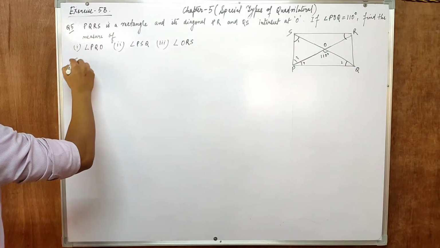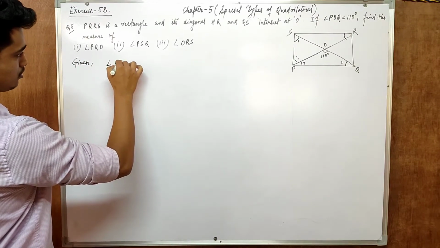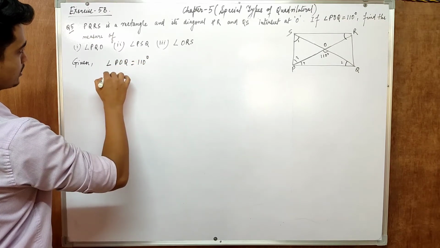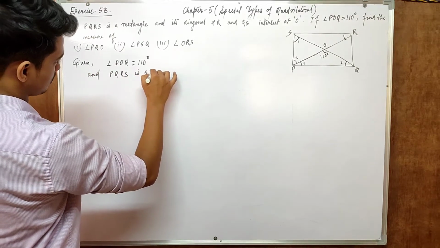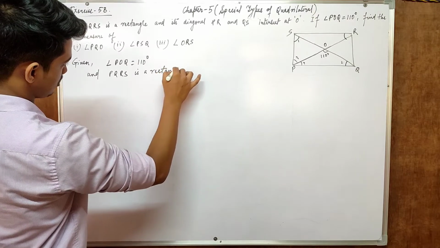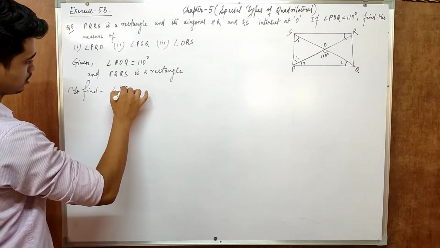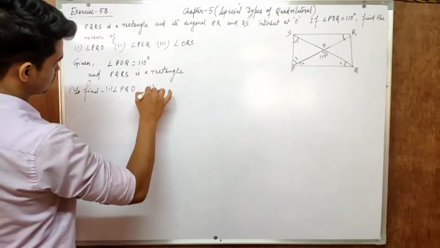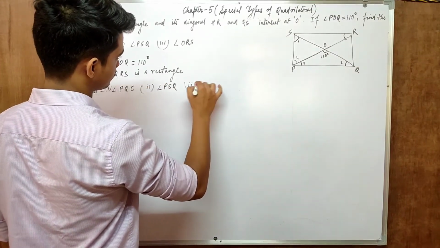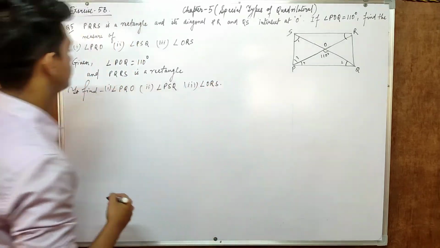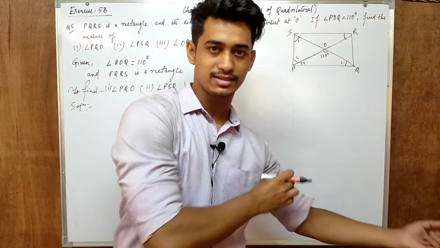So what is given over here? Given is angle POQ equal to 110 degree and PQRS is a rectangle. That's it. So what is to find? To find is angle PQO, first one. Second one is angle PSQ, and third one is angle ORS. Solution.